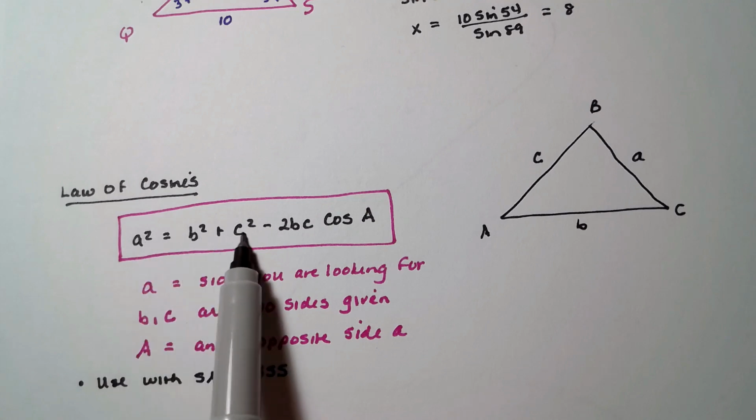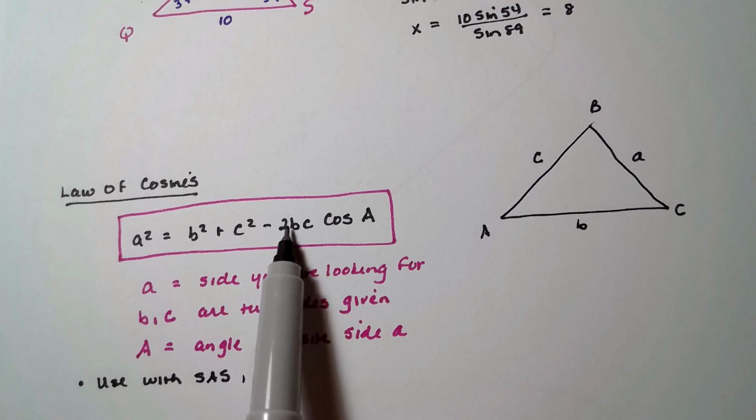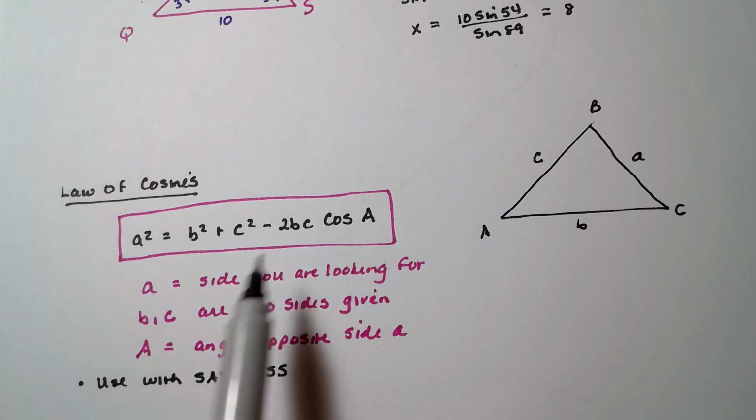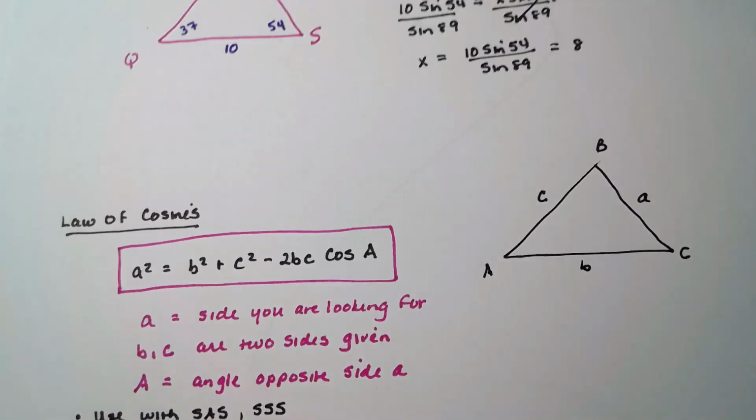The side you're looking for is equal to the sum of the squares of the other two sides that are given, minus 2 times the product of those two sides times the cosine of the angle opposite it. And you're going to use that with SAS and SSS. Okay, so I don't have one written out here, so I'm just going to pull one from the book.